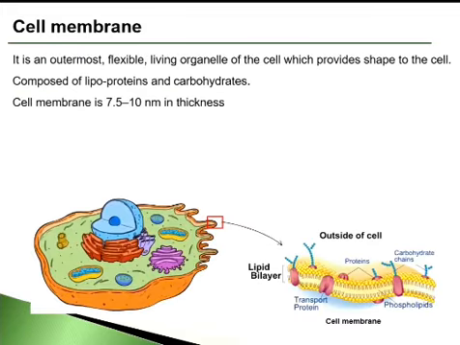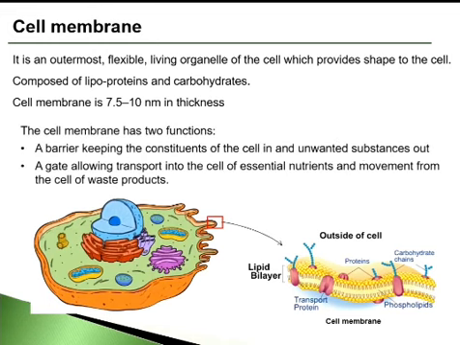First of all, let's see the cell membrane in detail. It's the outermost flexible living organelle of the cell, which acts as the outer covering of the cell. This is the main structure of the cell membrane. It is composed of lipoproteins and carbohydrates and has a thickness of 7.5 to 10 nanometers. It has mainly two functions. First, protecting the constituents of the cell and keeping away unwanted substances. Second, it acts as a semi-permeable membrane allowing only selective substances inside the cell, such as essential nutrients.